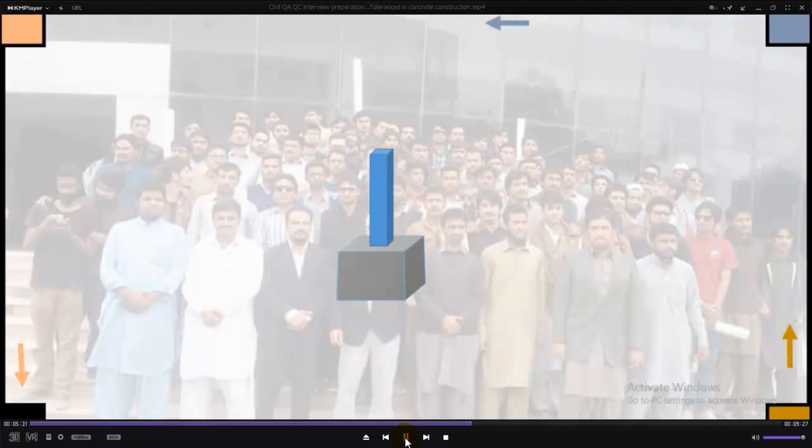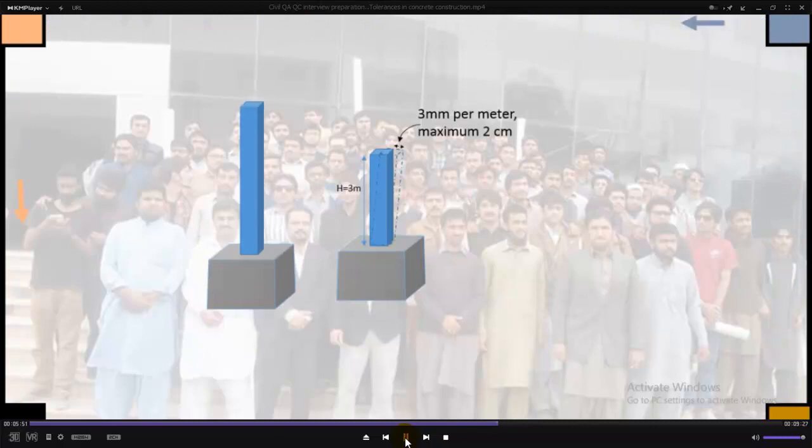The mostly asked question in interviews is how much tilt is allowed in a concrete column, or what is the tolerance for the verticality of a column. So the answer is that only 3 mm of tilt is allowed per meter, but the total tilt should not be greater than 2 cm. This criterion is the same for both short and long columns. This error can be reduced by checking the verticality of the column formwork using a spirit level and plumb bob prior to the concrete pouring.